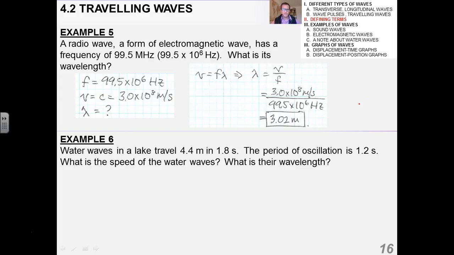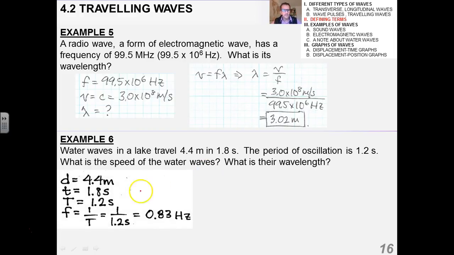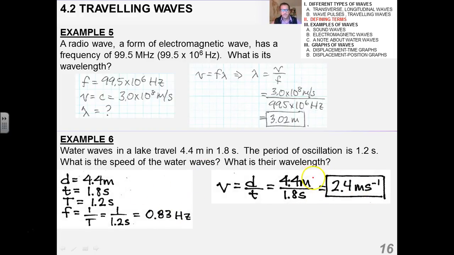Go ahead and read it first. Okay, so water waves we treat as a transverse wave, even though they're a little more complicated. I'll talk about that in the next video. These water waves in this example travel 4.4 meters in 1.8 seconds. They give you the period. Seems like you have enough information. In fact, you do. The speed of the waves would be 2.4 meters per second.